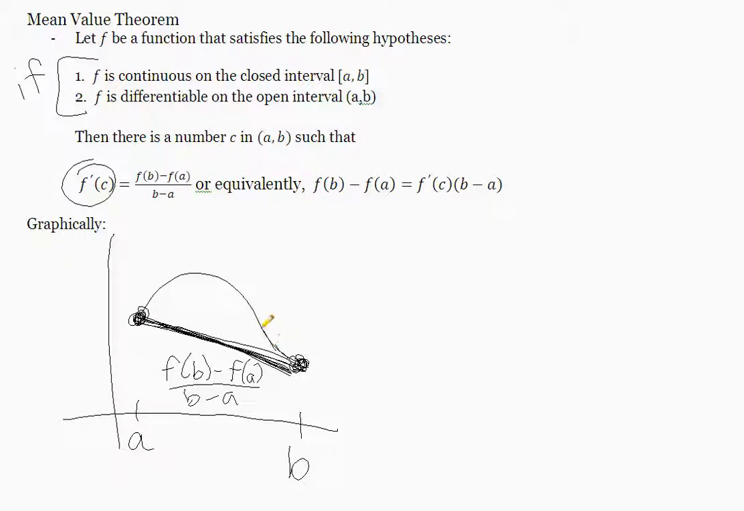So if I start drawing my tangent lines, where would the tangent line be? Maybe somewhere in here. It would be parallel to that if you look. So maybe somewhere about here. That's all it's saying. If you connect the two endpoints, the slope of the tangent line somewhere in between is going to equal that slope. That's all the mean value theorem is saying.